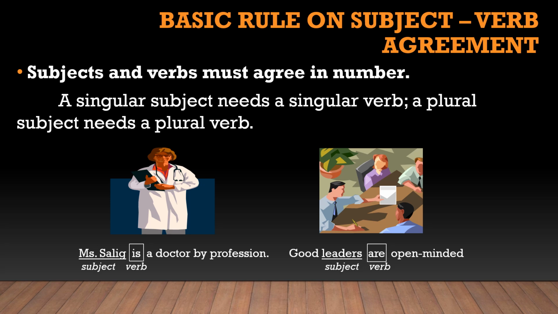So, the subject in this sentence, Miss Salig is a doctor by profession, is Miss Salig, because Miss Salig is a person, and the verb is the boxed word, which is. The next picture, good leaders are open-minded. In this sentence, leaders is the subject and are is the verb. Leaders talks about more than one person, so it is plural. So we use are as a verb because are is also plural.